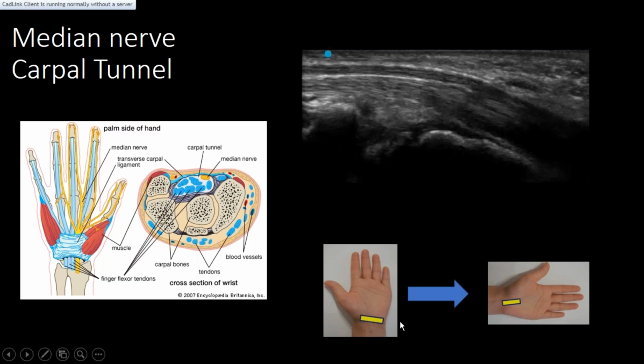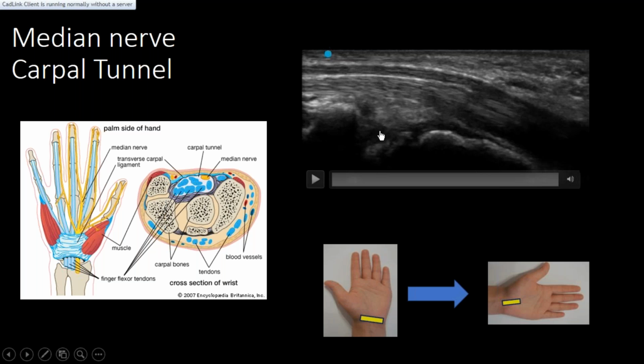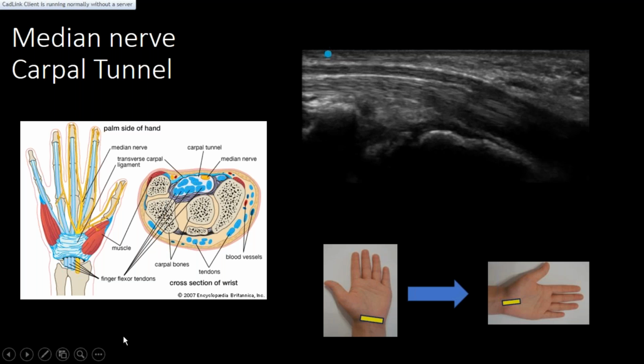So we start with the short axis view, transverse view, localize the nerve, take the measurement of the nerve, and then go long and look at the surrounding structures like tendon, joint spaces, and flexor retinaculum.